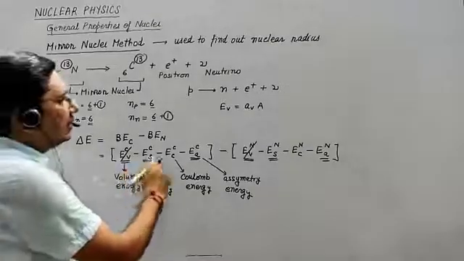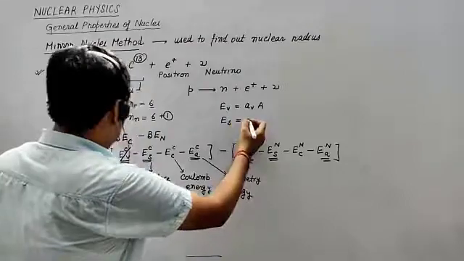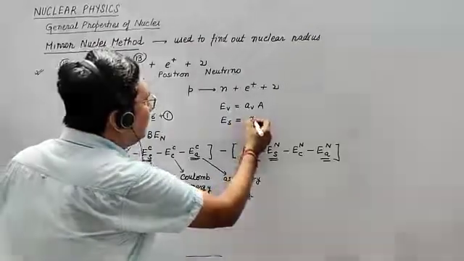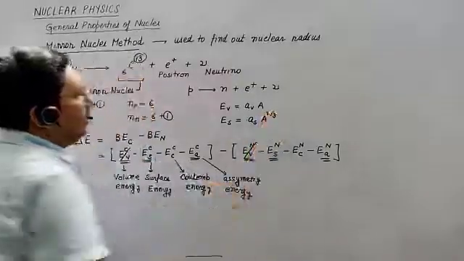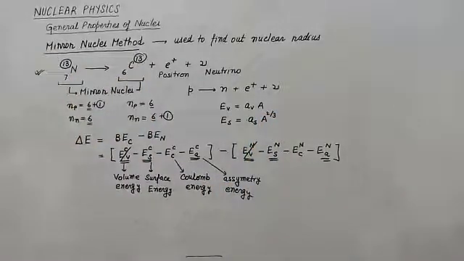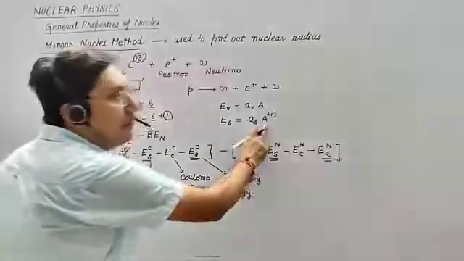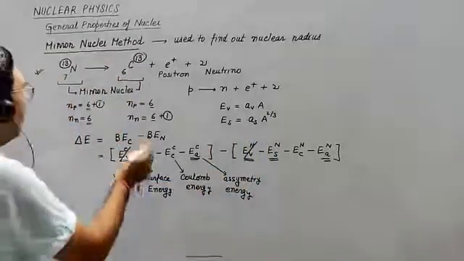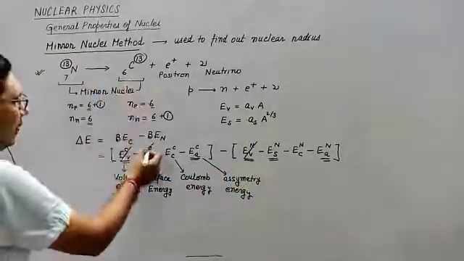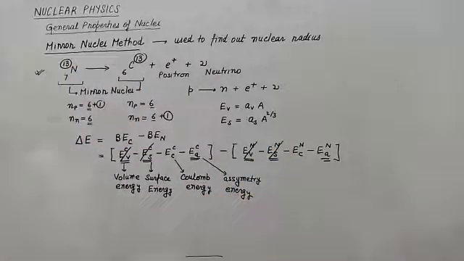Similarly, this ES, the surface energy term, is written as minus AS, A to the power 2 by 3. It is also depending only upon the mass number A. It is not depending upon the Z number. Because the A number is the same for both the nuclei, this will also be cancelled out. So the volume energy term and surface energy term will be cancelled out.